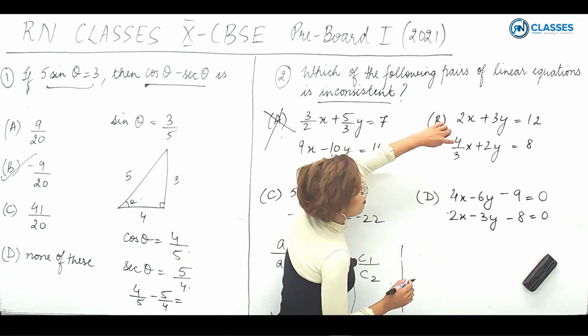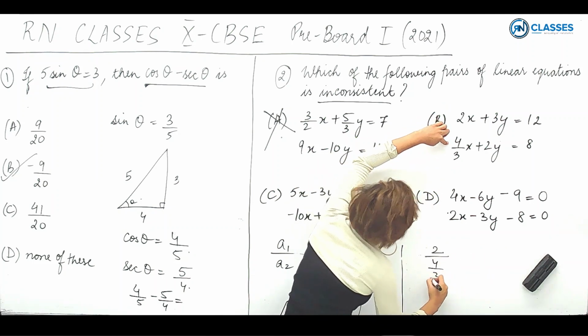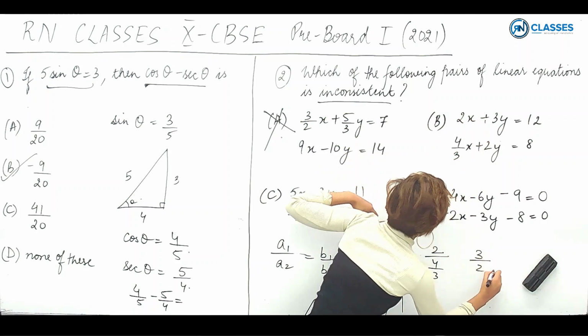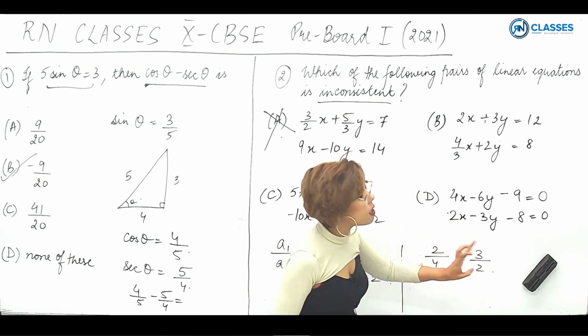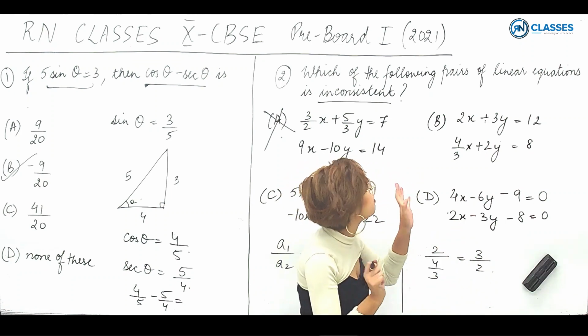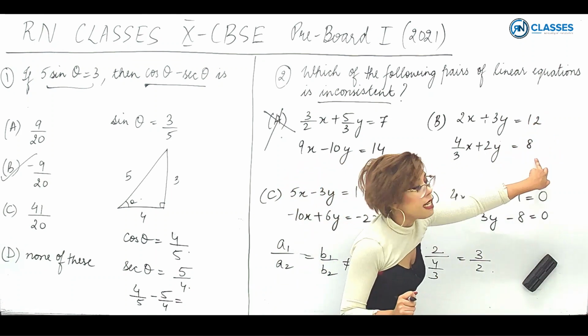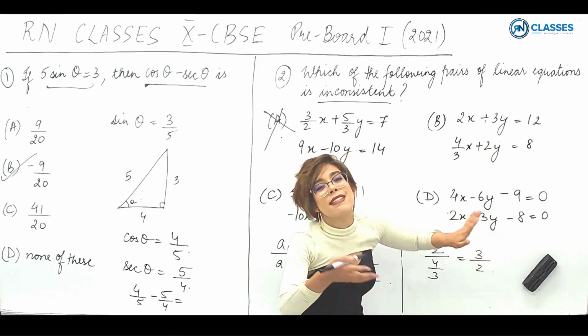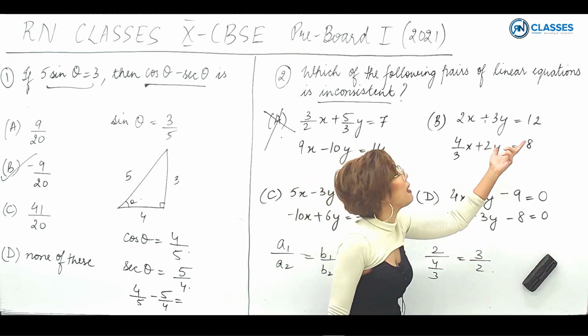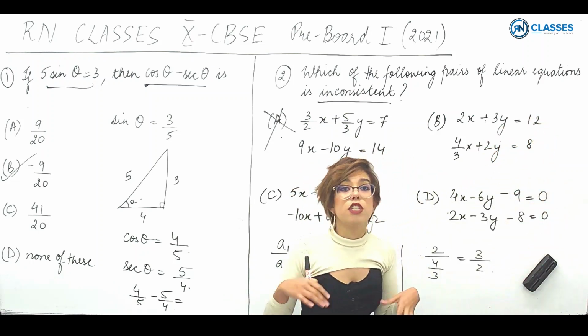Now, let me write a1 by a2, 2 divided by 4 by 3. b1 by b2, 3 by 2. Now, obviously this is coming 3 by 2. So, a1 by a2 is equal to b1 by b2. But I need to check c1 by c2, which is 12 by 8. Obviously you can shift it here and write -12 over -8, the minus signs will cancel. So I can directly write it from here, 12 by 8, which is what?